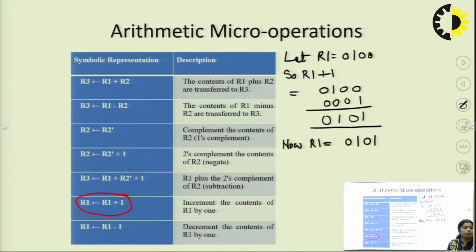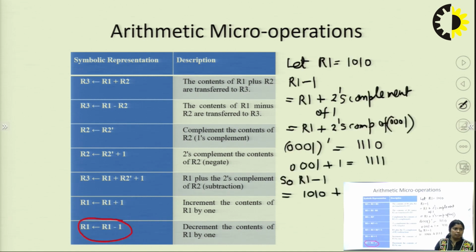Now the next micro operation is R1 plus 1. Here we are going to increment the register R1. The R1 register is a 4-bit register, and whatever the value is, it is a binary sequence. So 0100 is in R1, but the 1 is a 1-bit value. So this 1 will be considered as a 4-bit number. That's why here I am writing 0001. So 0100 plus 0001 gives 0101, and now R1 equals 0101.